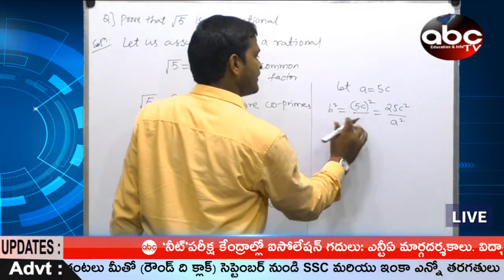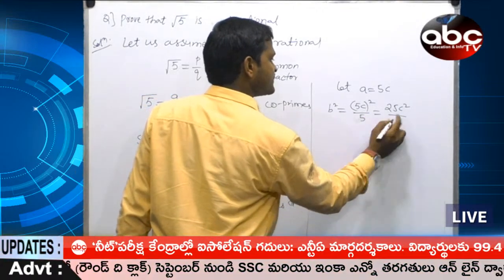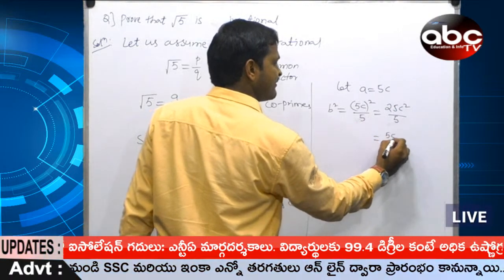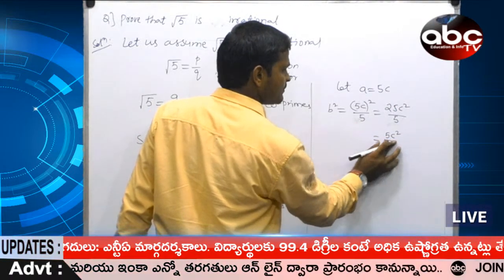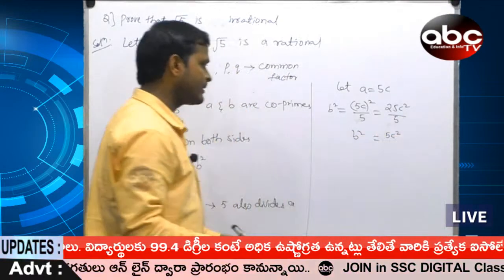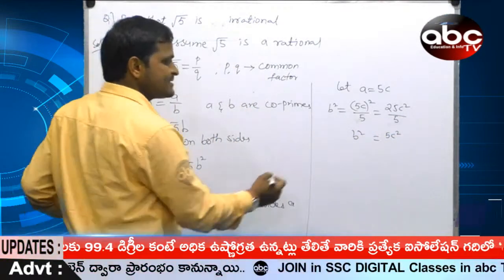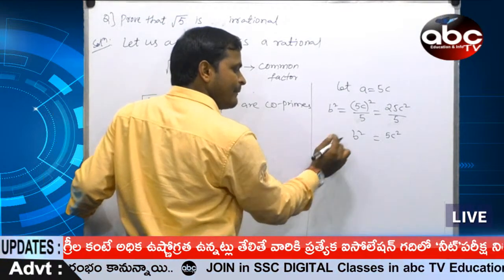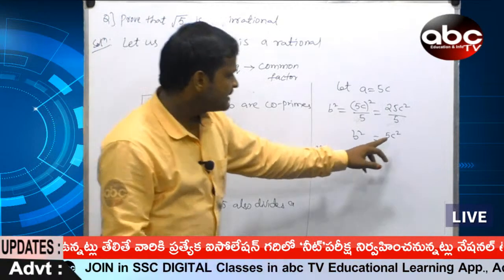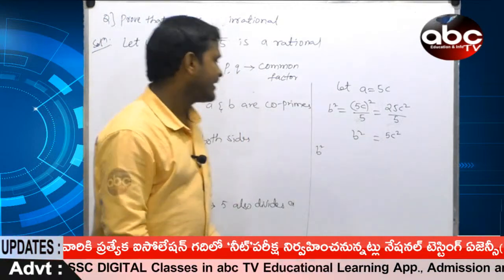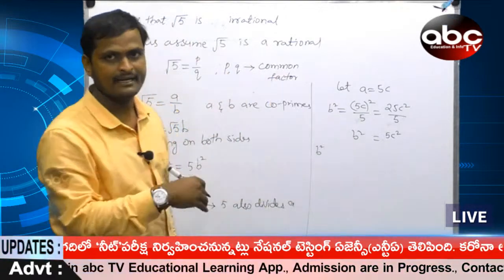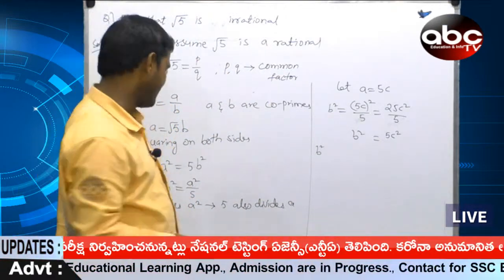Sorry, 5. Okay, 5 1s are 5, 5 5s are 25, means we get here 5c square. Okay, means b square is equal to 5c square by a. Means here also same. When b square by 5, means when 5 divides b square, then 5 also divides b.